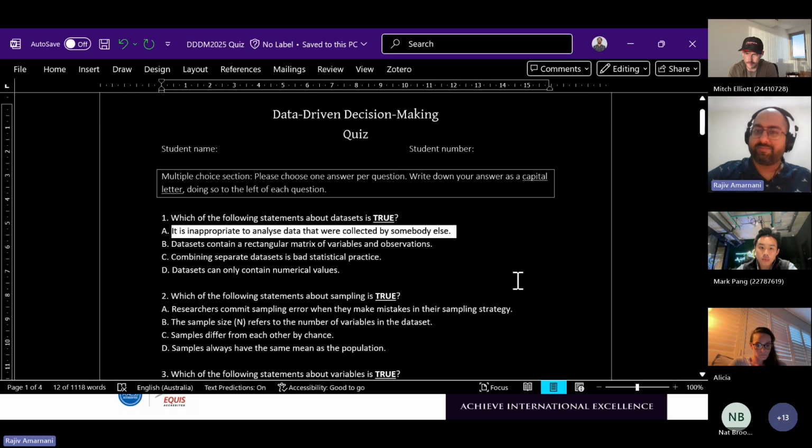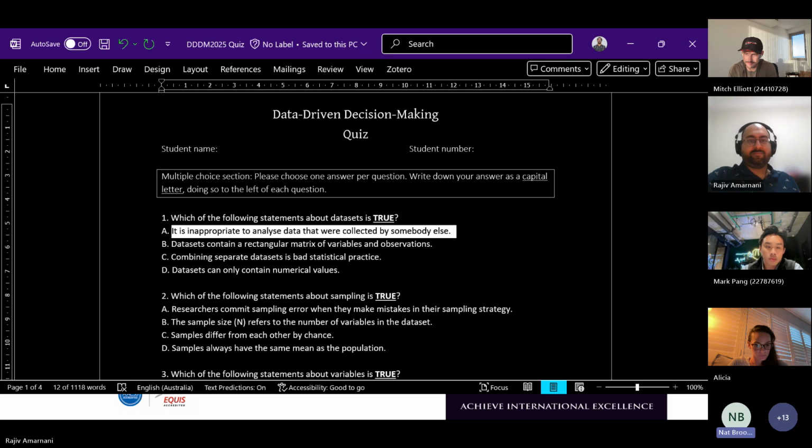Is this true? Oh, I see a hand up, Alicia. No, not me. Oh, sorry. Okay, you're fine. Sorry. Okay. Did anyone want to respond to this? Whether it is inappropriate to analyze data collected by somebody else? Yes. Why would it be inappropriate?